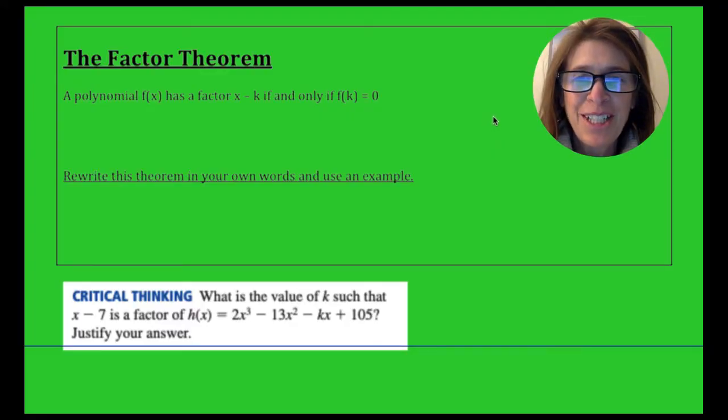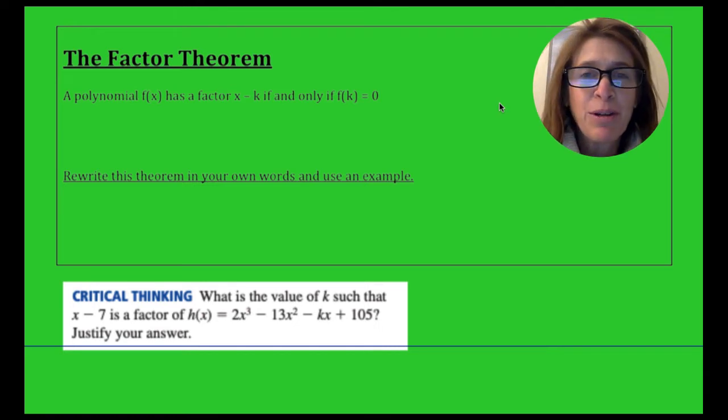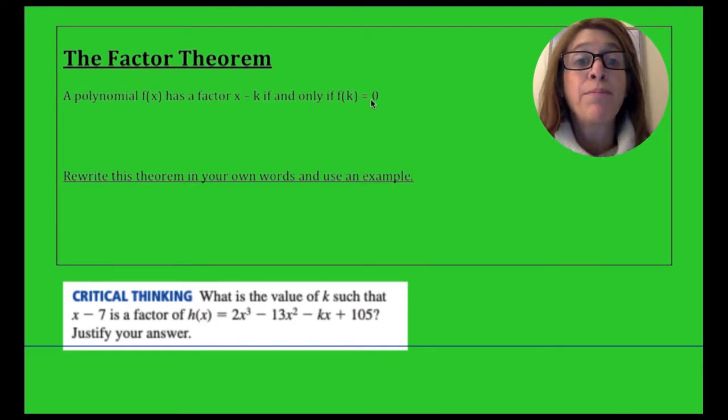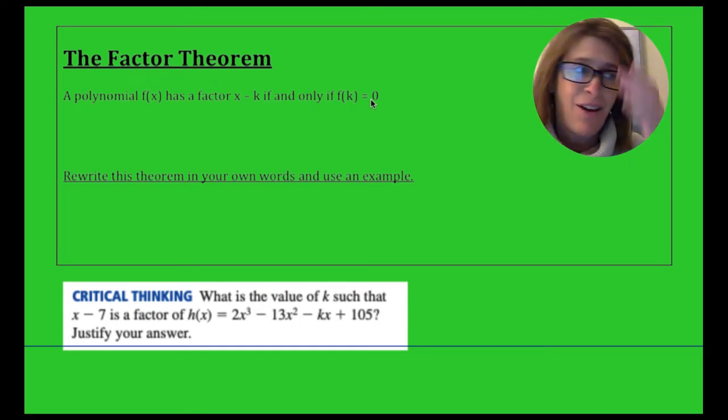Everyone, it's Coach Fred here, and today I'm going to be going over the factor theorem. Again, this is one of the theorems that relates to polynomials. If we have a polynomial f of x and it has a factor of x minus k, what that means is that if you evaluate the function f at k, then you should get an output of 0. That would make it a factor, which would mean that k is a zero of the function, okay?